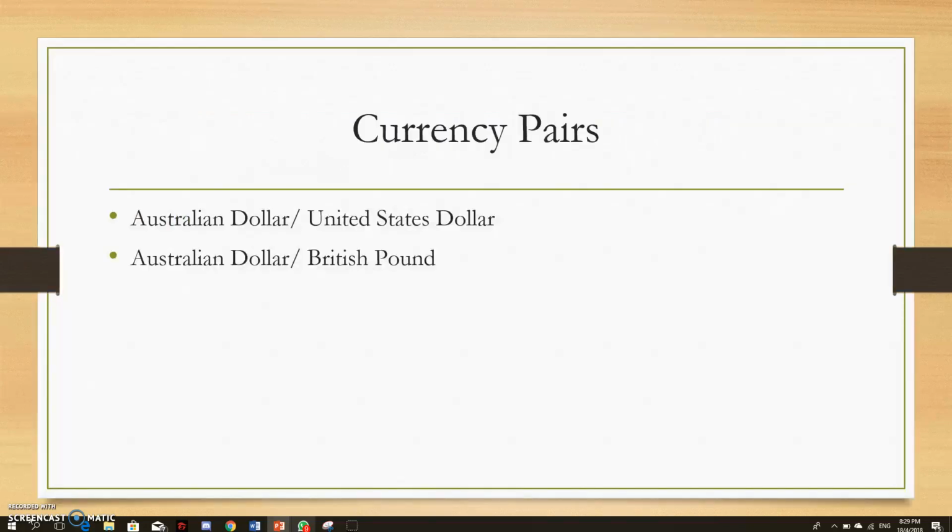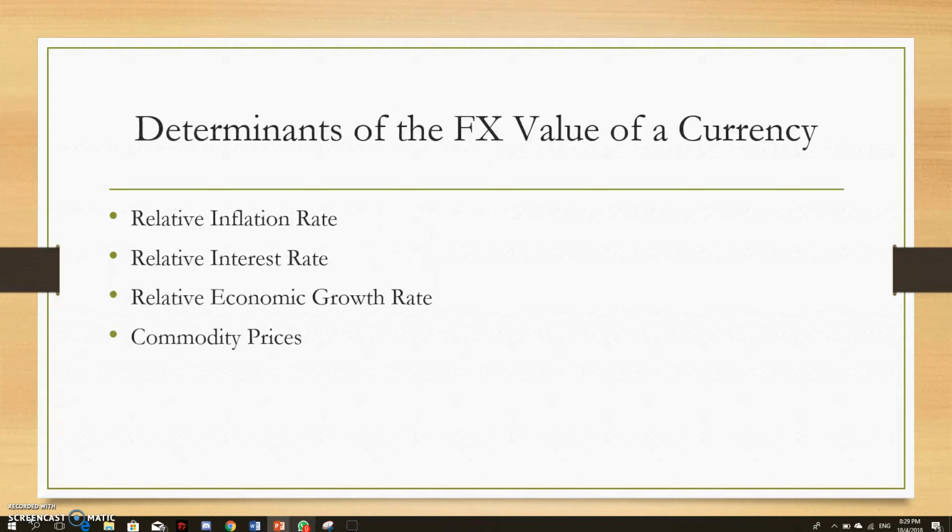In this presentation, we're going to talk about two currency pairs, which are the Australian dollar to the US dollar and the Australian dollar to the British pound. We will be discussing four determinants of the foreign exchange value of a currency. There are relative inflation rate, relative interest rate, relative economic growth rate, and commodity prices.